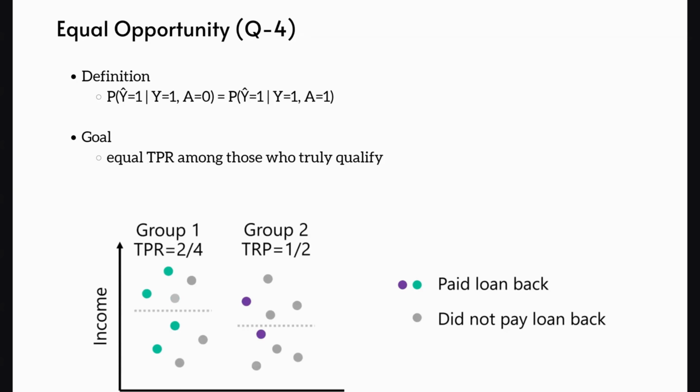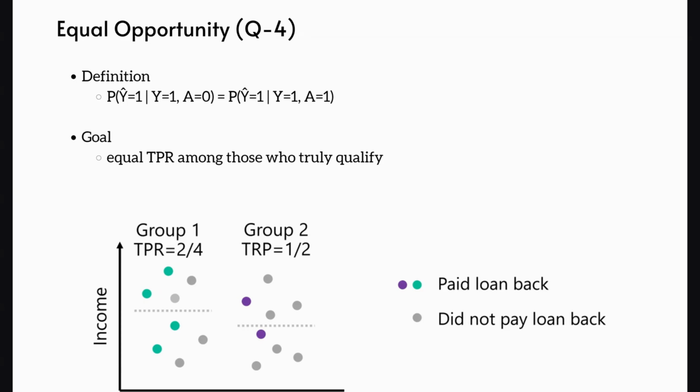The second comes equal opportunity. So think of two job applicants, both have the same skills, same experience, and either one of them would succeed if hired, like work well if hired.